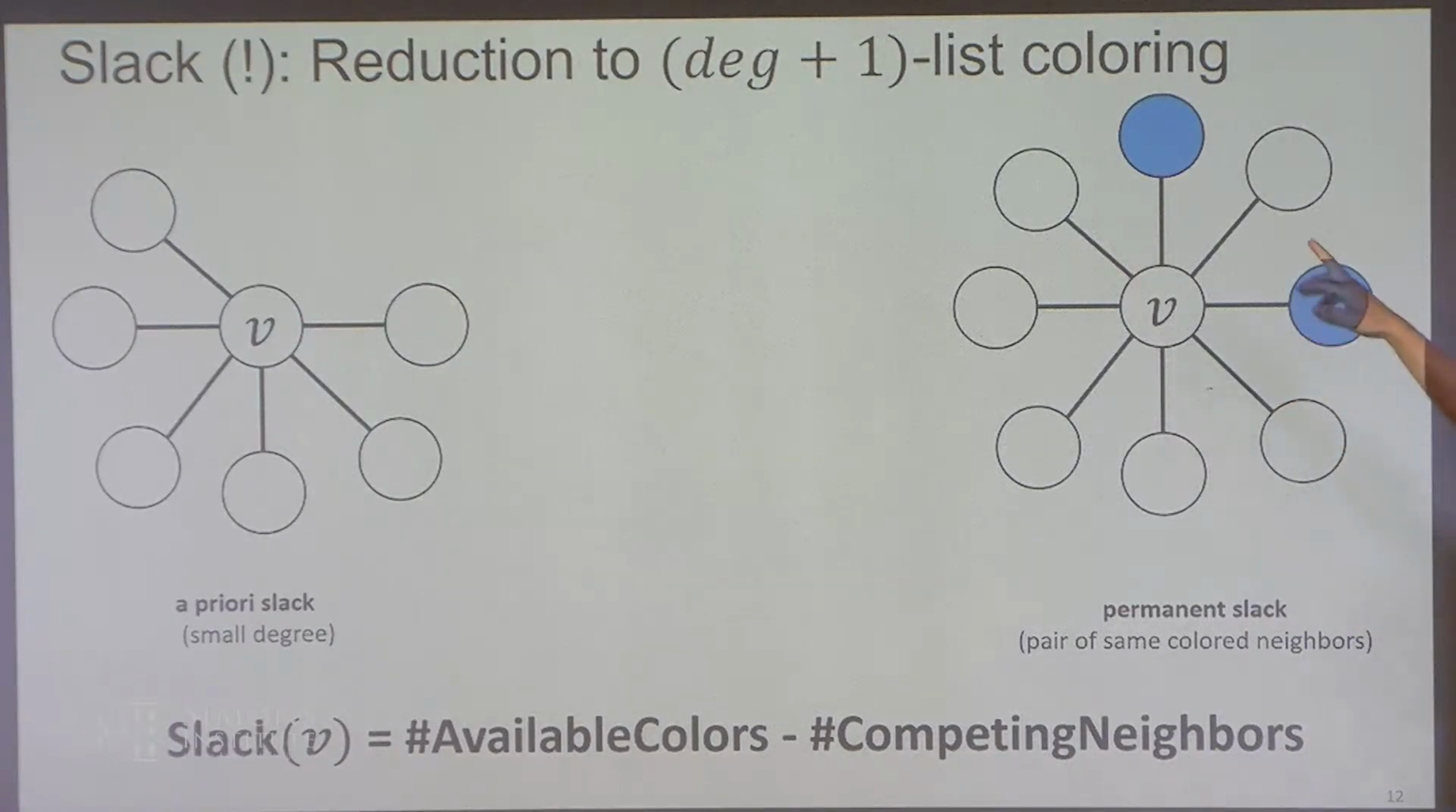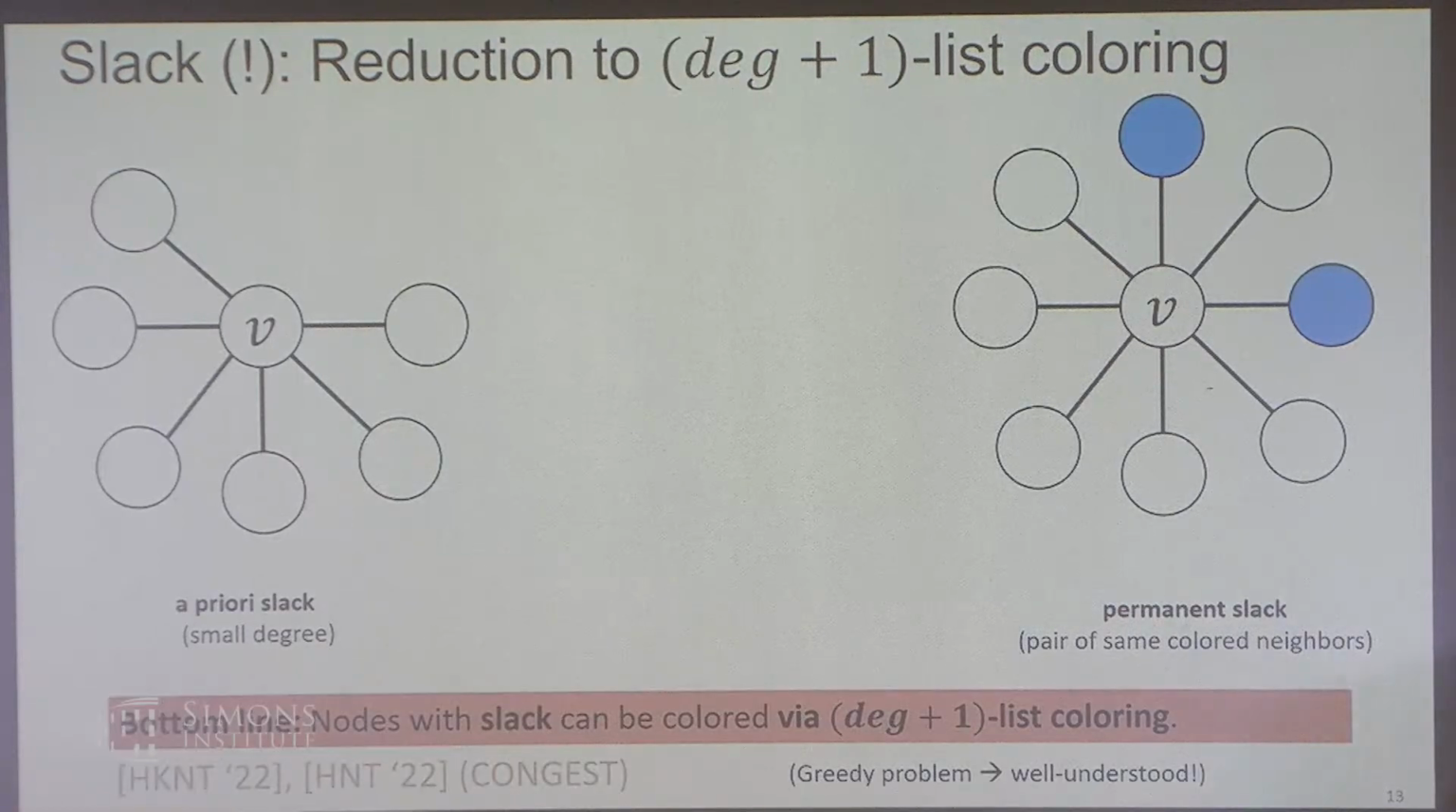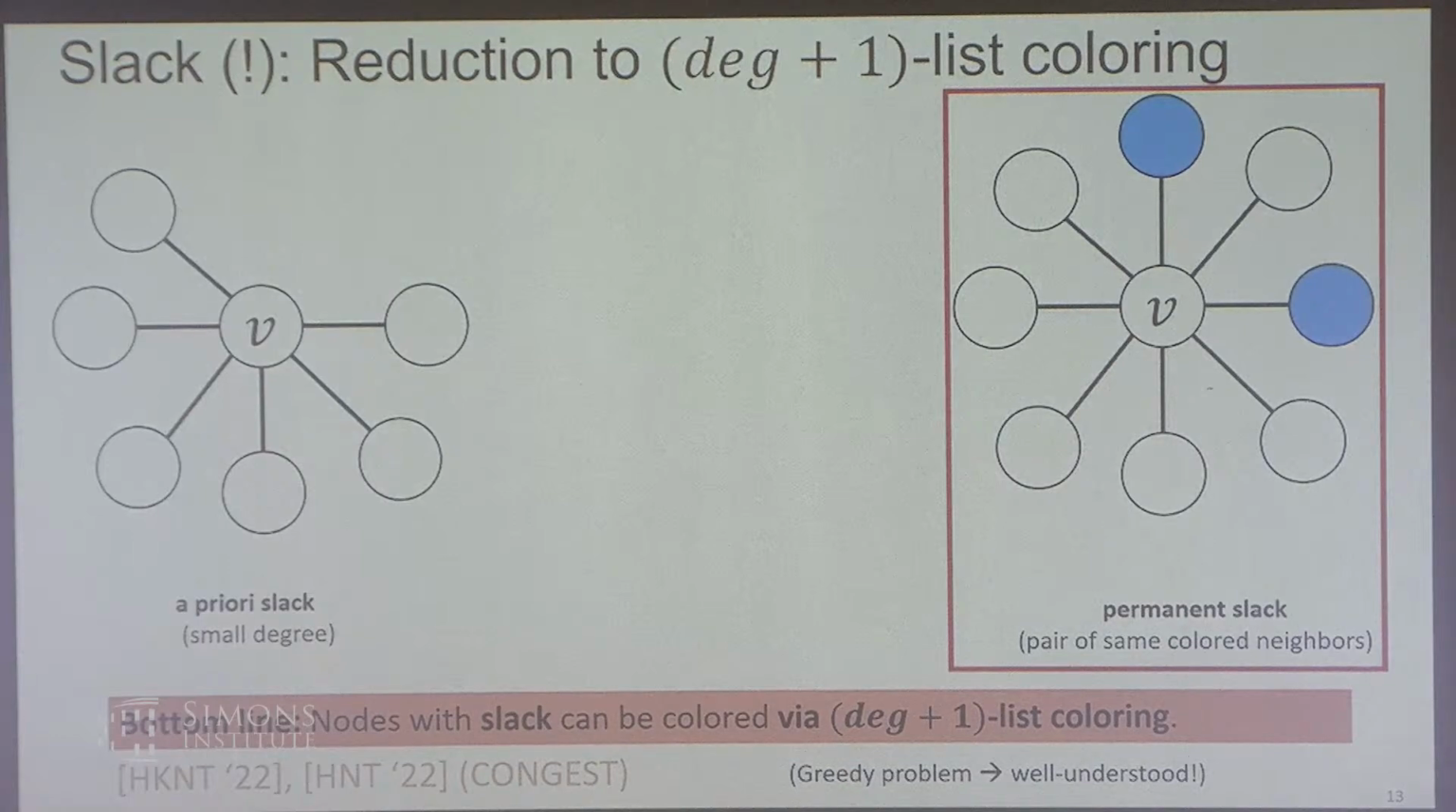And also, if we manage to color two neighbors of a node with the same color, we get slack at node v, because now it uses just one available color, but has two competing neighbors. So the bottom line here is, whenever nodes have slack, we can solve the problem with a greedy approach. We can use existing methods to actually solve it. So what we actually need to solve here is degree plus one list coloring. It's well understood. And once we have slack for nodes, this problem is easy. So what we focus on for the rest of the talk is to generate slack for nodes.